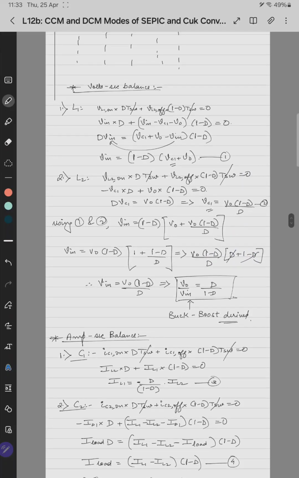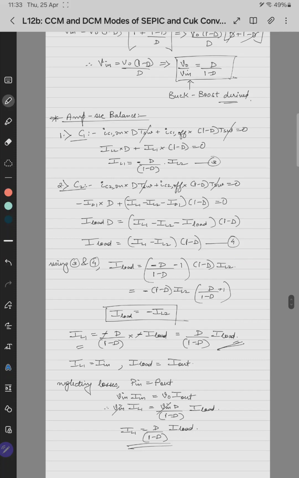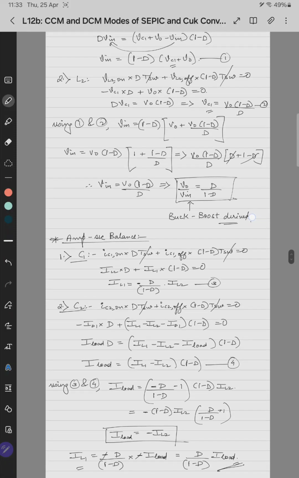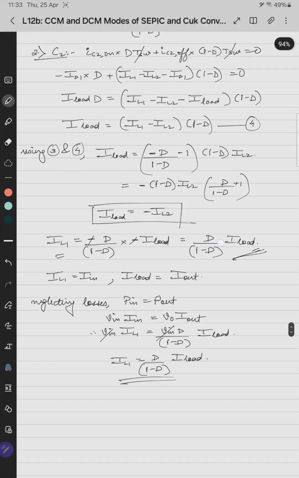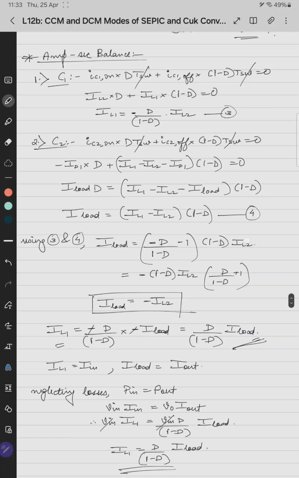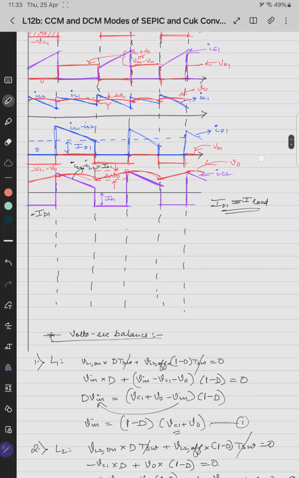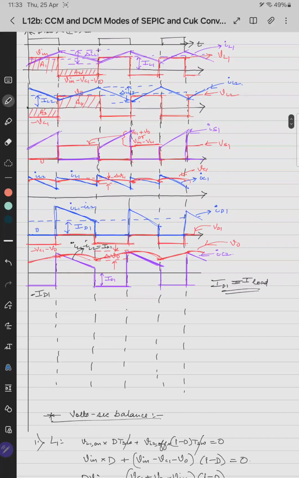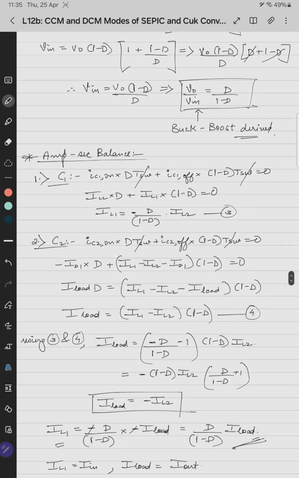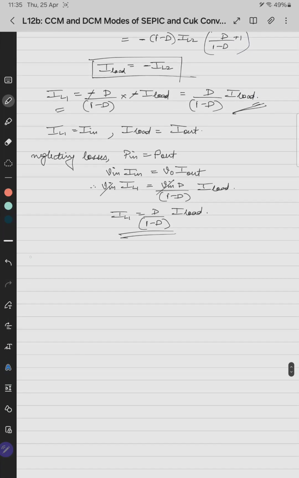So first do volt second balance, then do amp second balance, and then verify amp second balance with volt second balance using power balance, that is P in equals P naught, by neglecting all types of losses, that is no equivalent series resistance of L1 and L2, and also for C1 and C2. Now quickly we'll see the critical inductances for SEPIC converter.